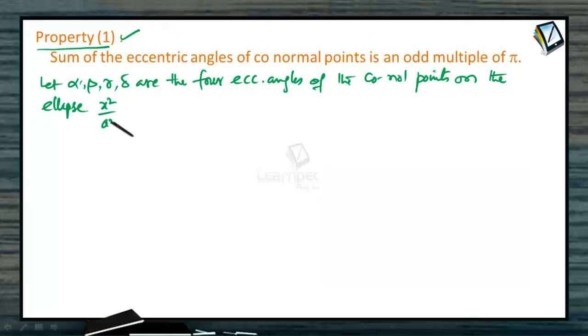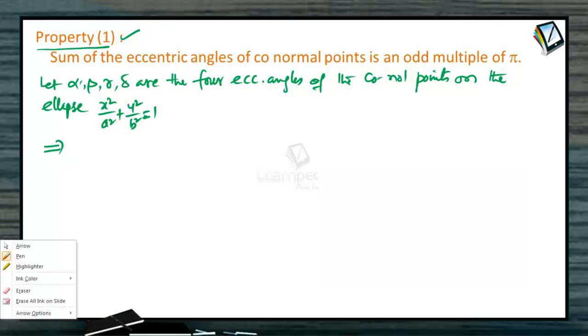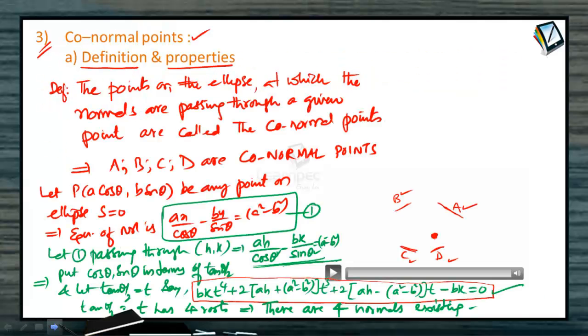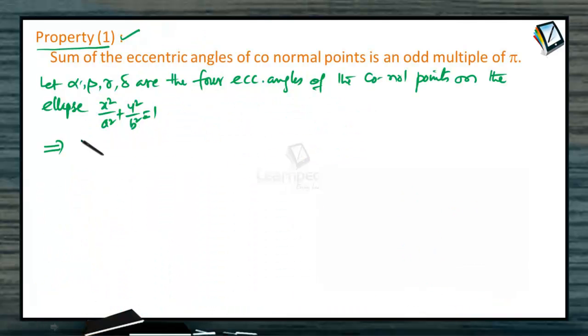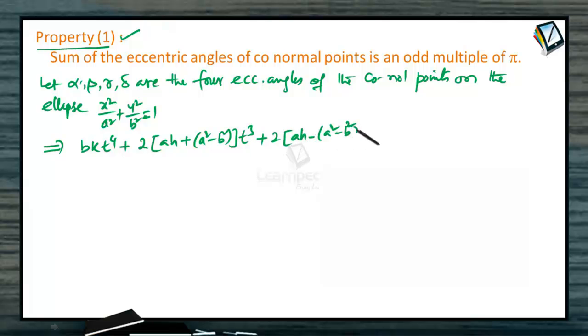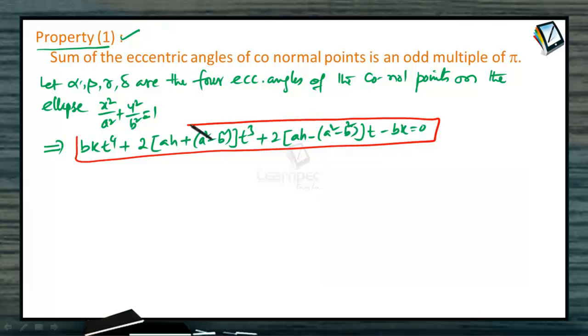On the ellipse, x square by a square plus y square by b square is equal to 1. Employing the previous concept, this is the equation we had: bk t power 4 plus 2 into (ah plus a square minus b square) into t cube plus 2 into (ah minus a square minus b square) into t minus bk is equal to 0. This is a biquadratic equation which represents four normals.